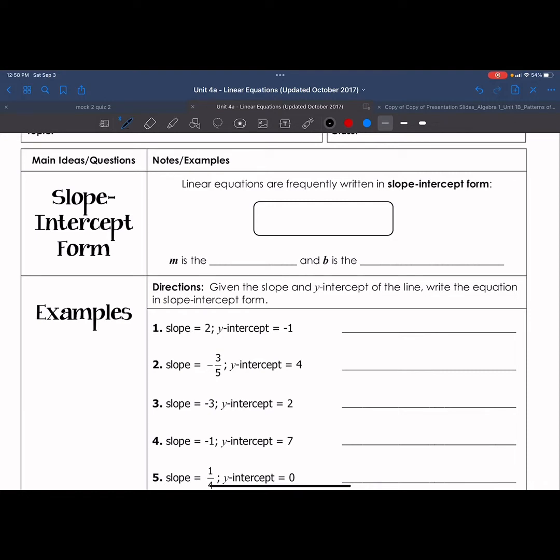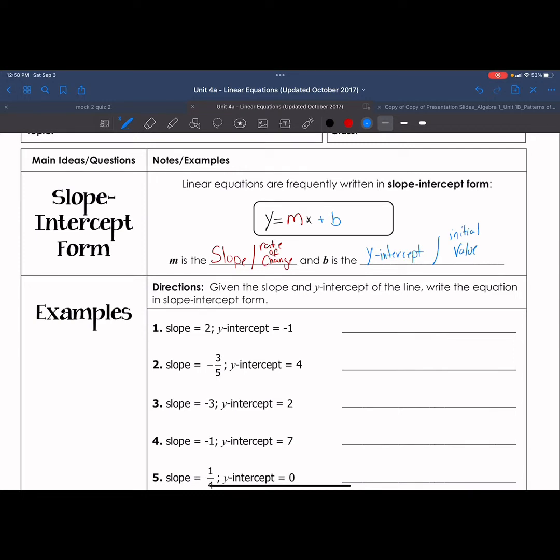The slope intercept form is y equals mx plus b. m is slope, or we also call it the rate of change. b is the y-intercept. It's also known as the initial value.